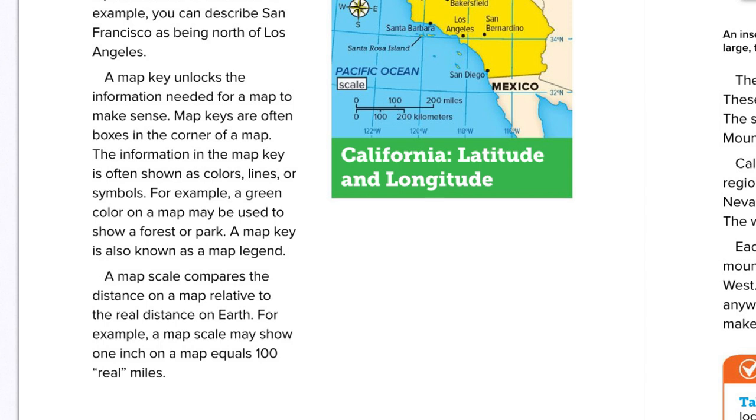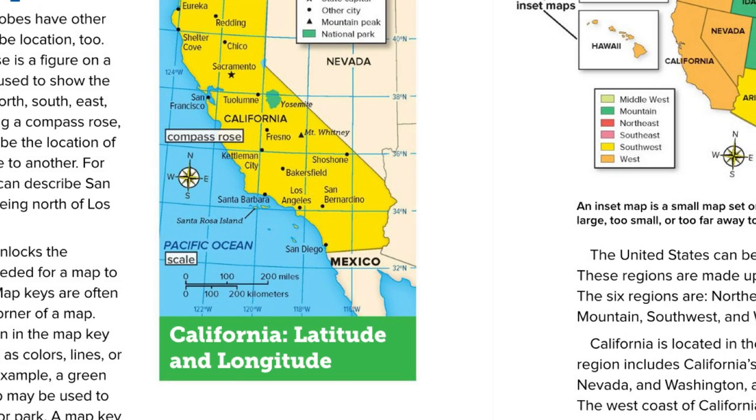A map scale compares the distance on a map relative to the real distance on Earth. For example, a map scale may show 1 inch on a map equals 100 real miles. And that's what we have going on right here. So this scale shows that 1 inch is 200 miles.